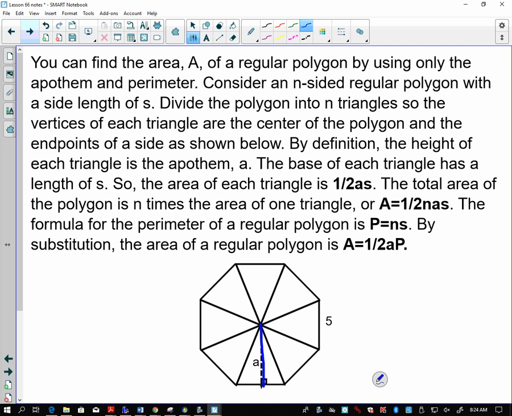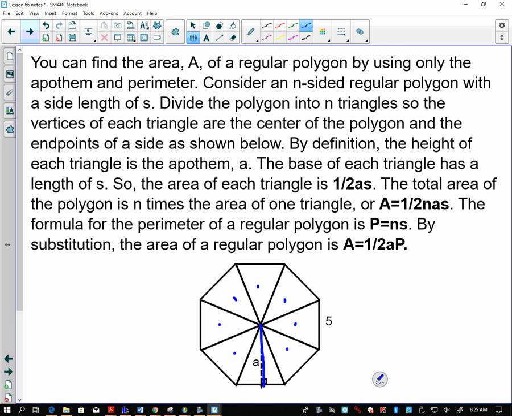So consider if we have an inscribed regular polygon with a side length of s, we would divide, or you could divide the polygon into the number of triangles here. So like with something like this, we have 1, 2, 3, 4, 5, 6, 7, 8 triangles. So if I found the area of one of those triangles, I can multiply it by 8 to find the area of the total figure, correct? Okay.